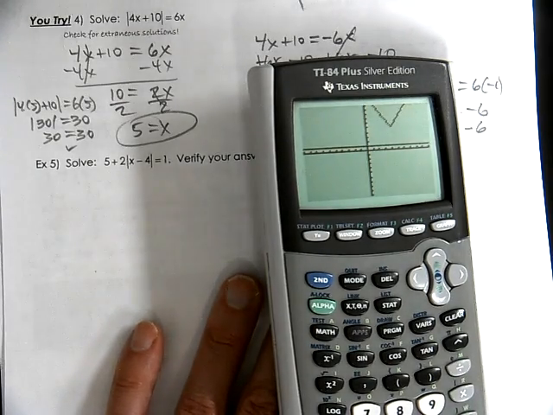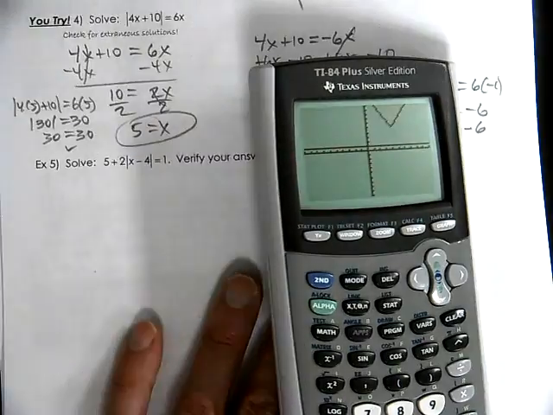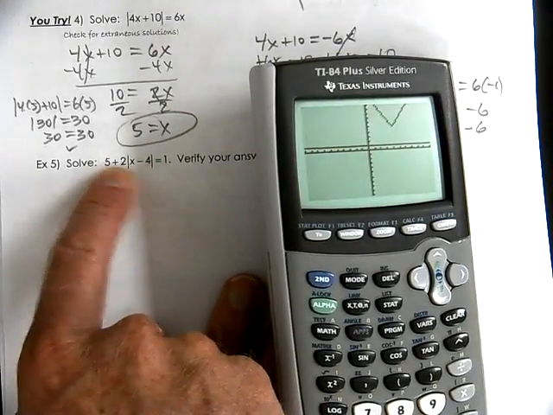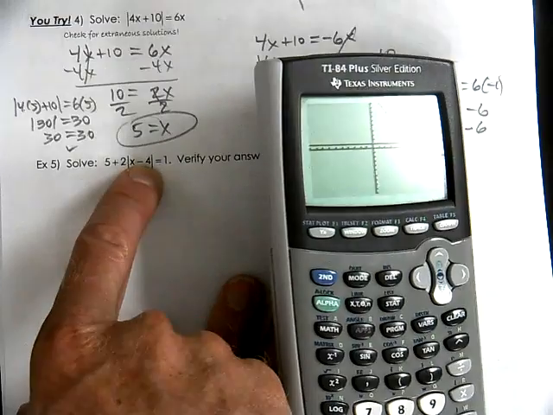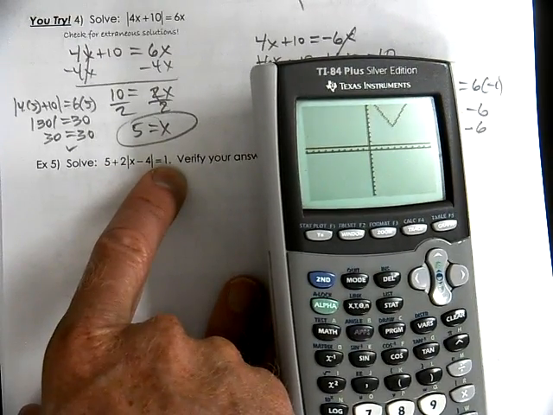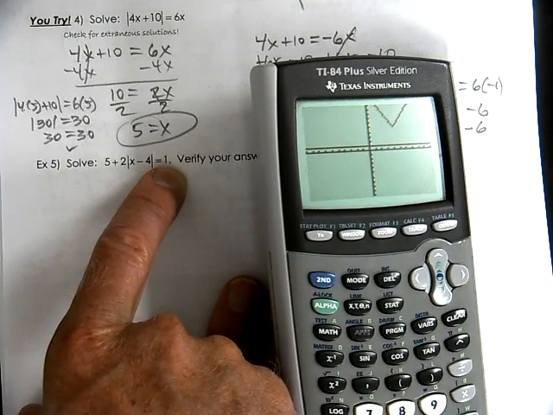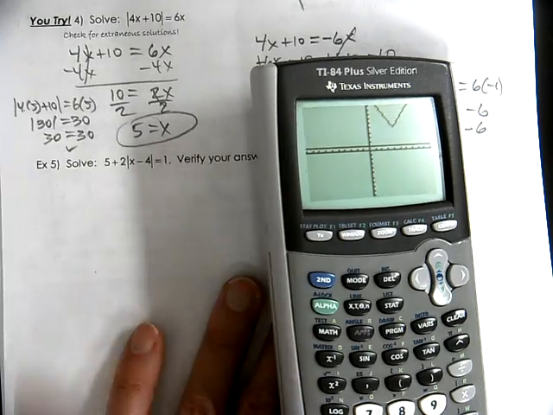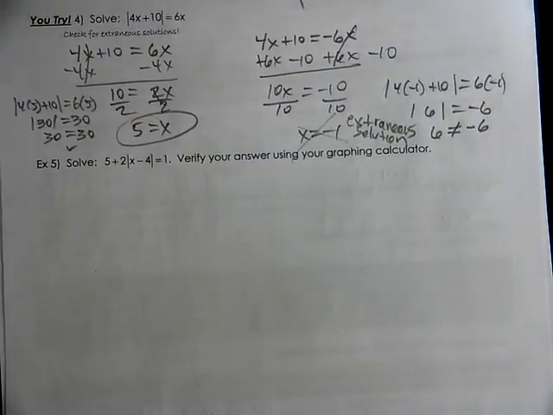Do the graphs cross at all? No. This absolute value has a vertex. It's like 4 to the right and 5 up. And they want to know, when is it going to be equal to 1? It's never going to be equal to 1. So there are no real solutions.